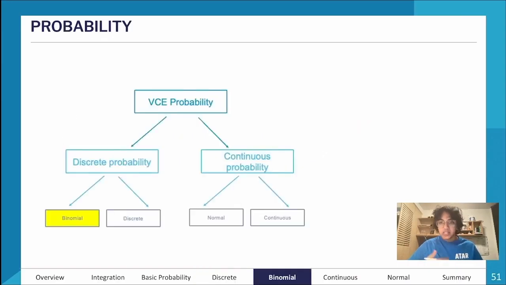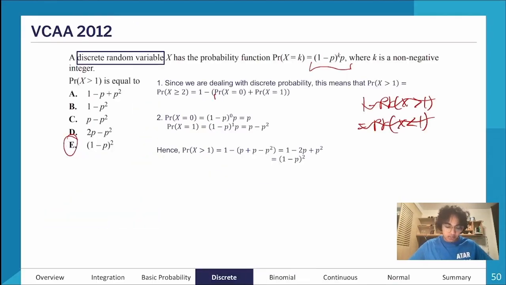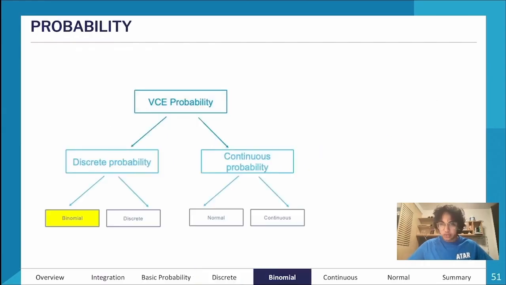Okay, so that's all there is really with discrete probability. It's just a lot of practice. It's good to expose yourself to a variety of question types. Like this is a really tough question, and I don't think I've seen anything like this outside of VCAA. So yeah, very good question to do.